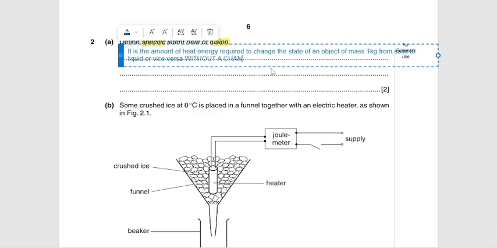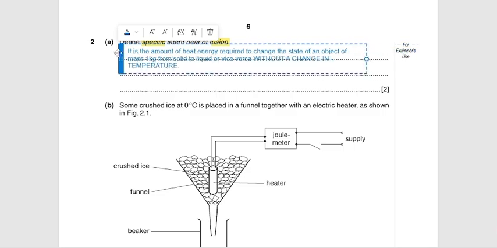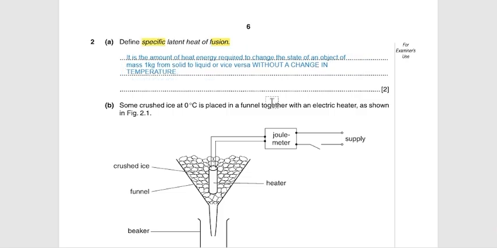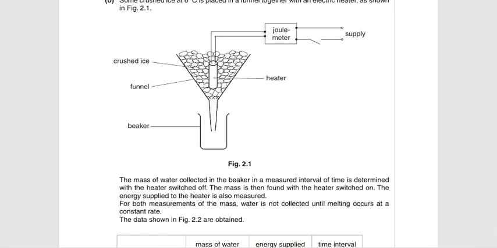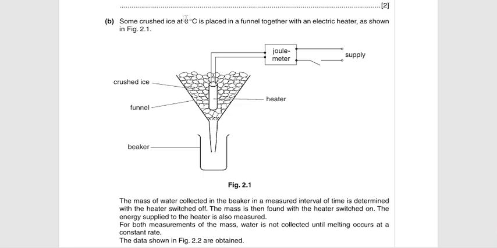This is extremely important and I hope everyone knows that whenever there is a change in state there is no change in temperature. That is usually shown to us by the cooling and heating curves. Moving on to part B, it says some crushed ice at 0 degrees Celsius is placed in a funnel together with an electric heater as shown in figure 2.1. The mass of water collected in the beaker in a measured interval of time is determined with the heater switched off. The mass is then found with the heater switched on. The energy supplied to the heater is also measured. For both measurements, water is not collected until melting occurs at a constant rate.